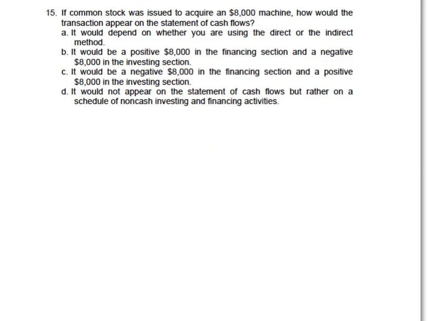And then we move to number 15. If common stock was issued to acquire an $8,000 machine, how would the transaction appear on the statement of cash flows? Well, this specifically relates to the statement of cash flows. Basically, it's going to be a non-cash investing and financing activity, and that's because there's no cash involved, but we're going to disclose this as a footnote.